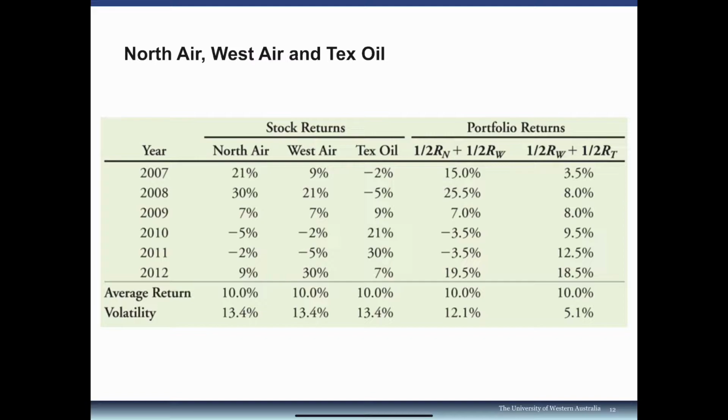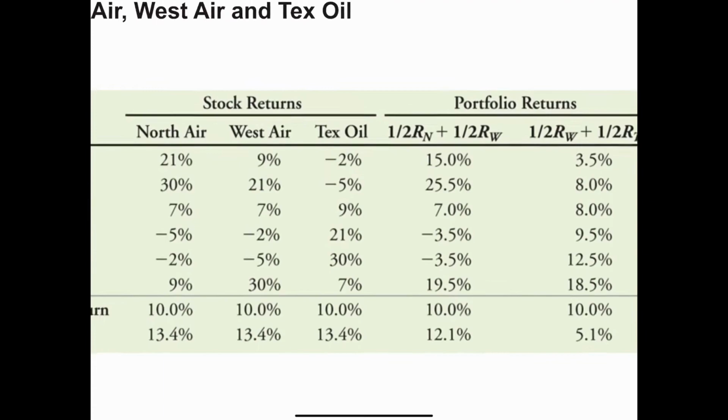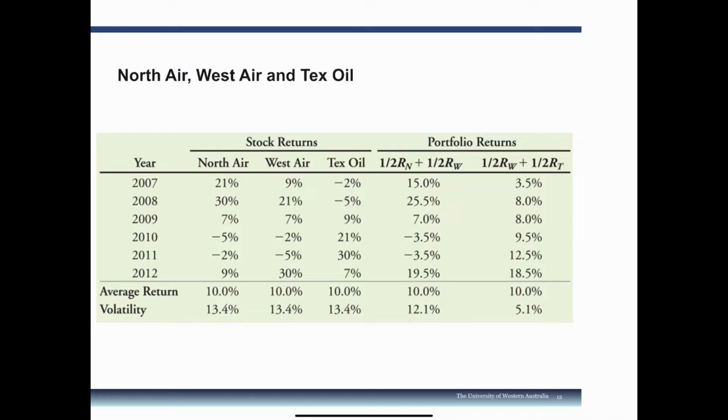Here we have two different portfolios. One of them is putting half in North Air, half in West Air. The other one is putting half in West Air and the other half in Tex Oil. So which means, for example, for 15% in 2007, how do we get that number? That 15% is just the average of 21% plus 9%. And for 3.5% in 2007 for the second portfolio, that's just half of 9% plus half of minus 2%, right? We're not going to focus too much on the calculation here, but I presume you understand how to calculate that.